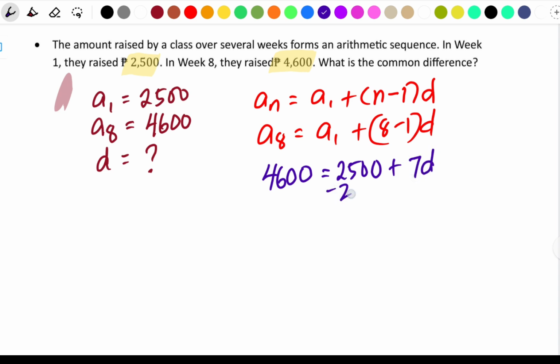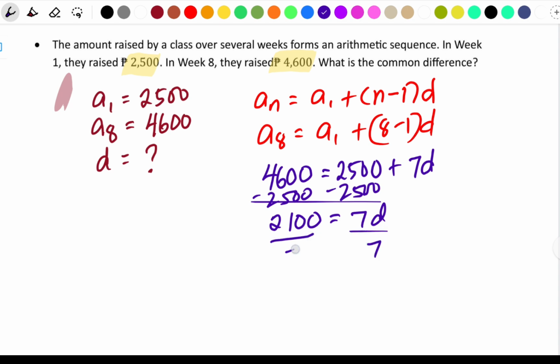Subtract 2,500 from both sides, and you will get 2,100 equals 7d. Divide both sides by 7. 2,100 divided by 7 is 300. So the common difference is 300.